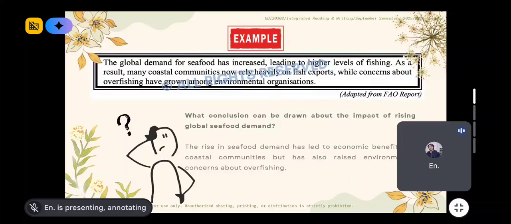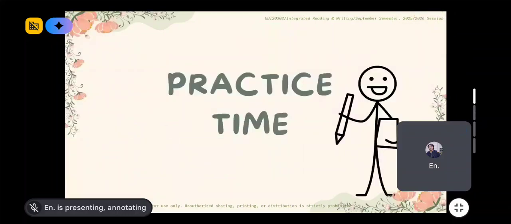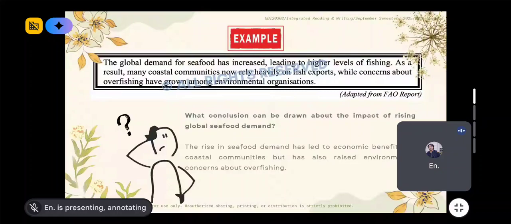So what conclusion can be drawn from this particular information? The rise in seafood demand has led to economic benefits for coastal communities, but has also raised environmental concerns over overfishing. So that is the conclusion. When you look at something, try to make a conclusion based on what you can see and try to understand everything about that particular text that you are seeing.